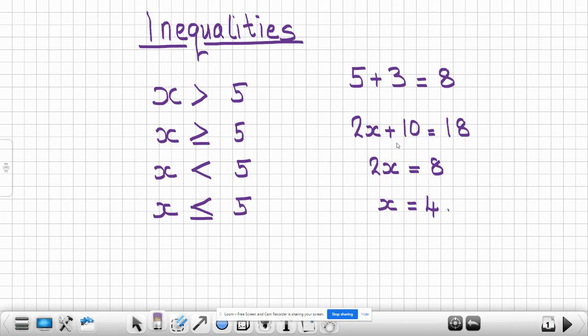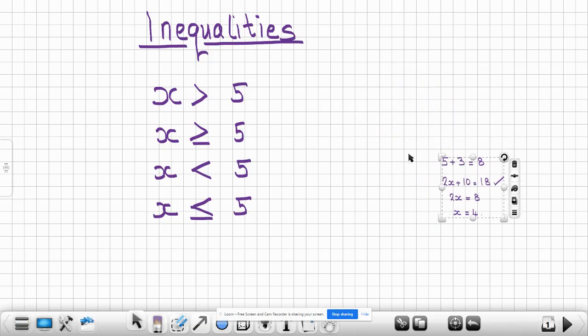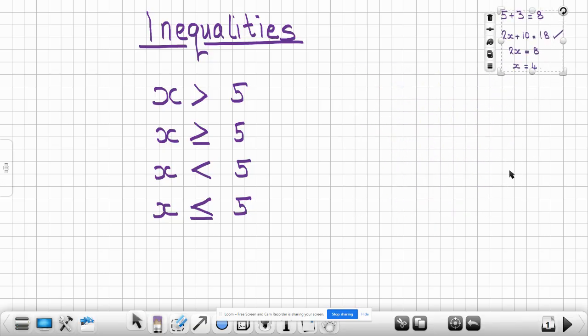And we can always check this by substituting the value back in. So if x is 4, 4 times 2 is 8, 8 plus 10 is 18. Yes, that all looks good. So that's working with equations. And when we come to look at how we work with the inequalities, it's very much the same principle. But let's start by thinking about what they actually mean.